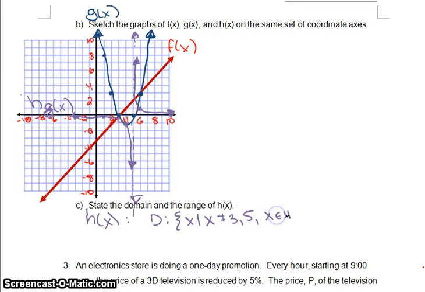So we can say that x is also an element of all real numbers. So it can be anything except for 3 and 5, and it can be anywhere in between, either above, below, it doesn't matter if it's decimals, as long as it's not exactly 3 and as long as it's not exactly 5. And now let's talk about our range there.